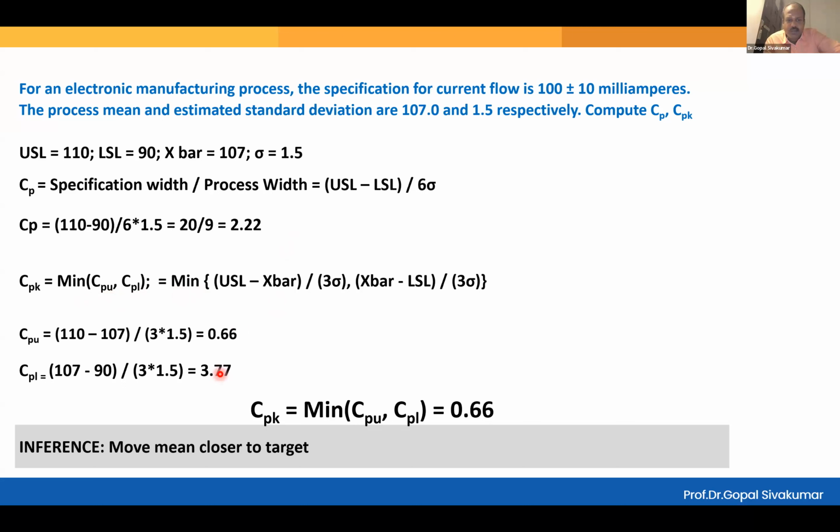So we have two values. Out of the two values, which one should we take, the minimum or the maximum? Minimum. So now look at your Cpk. Cpk is 0.66. So your process is not capable, but highly consistent. You see, 2.22 is consistent, highly consistent. There is nothing to do with the variation. The only problem is you should shift the mean. Move the mean close to the target. This is the remedy.